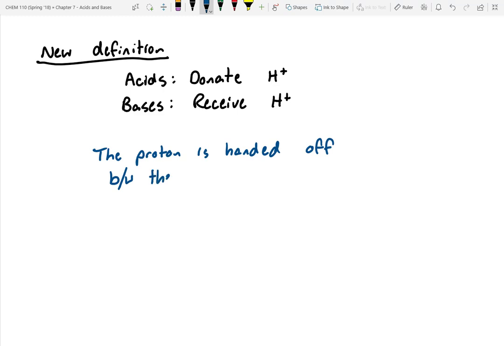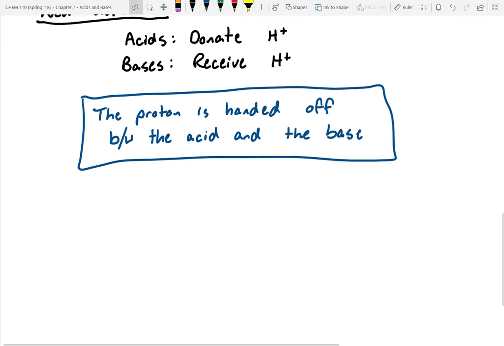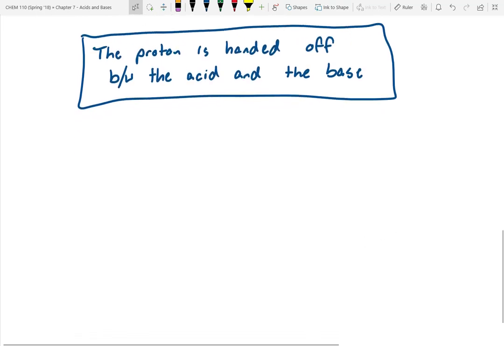Between the acid and the base, almost like a track baton. All right, so I'll show you some common ways of showing this handoff of protons. And this does get a little bit advanced, so hang in there with me.